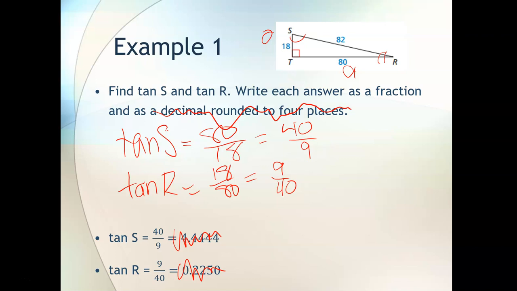Yeah, 82 is the hypotenuse because the way you can always tell it's the hypotenuse is it's directly across from the right angle, right there. So it never touches the right angle.